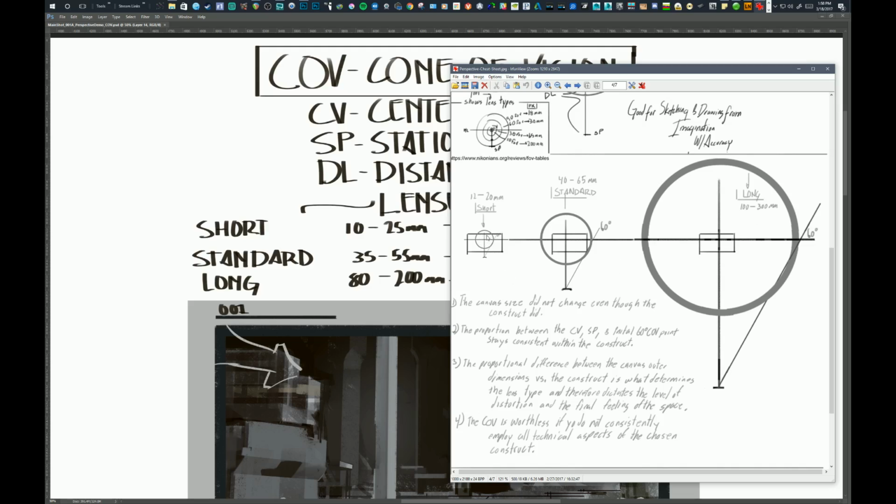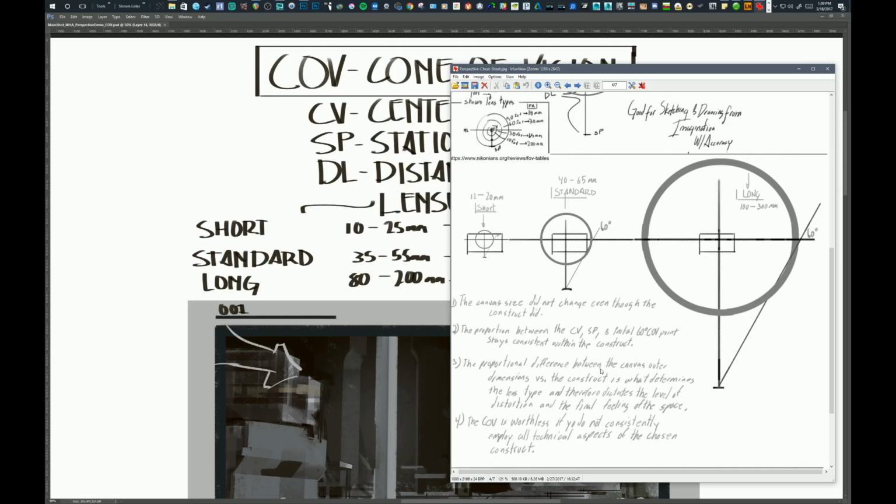Then if my perspective construct is still the same, relationally and proportionally, but my canvas is larger than the 60-degree cone of vision, we're looking at a shorter lens, something more wide angle. There are a few things to note about this. One, the canvas size did not change even though the construct did. All I did in Photoshop was take that construct and scale it up compared to the canvas. So the canvas stayed the same, the construct changes. The proportion between the CV, the SP, and the initial 60-degree cone of vision point stays consistent within the construct. We were just talking about that.